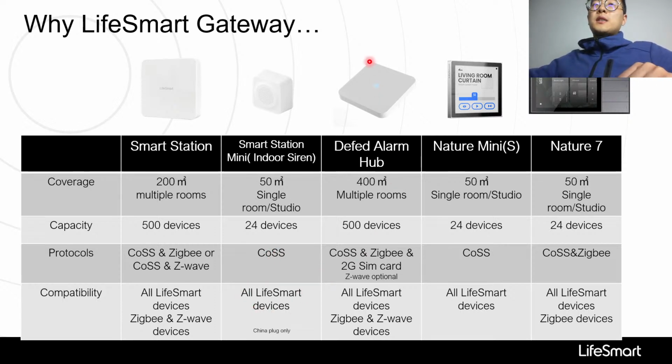And the third one is a defect alarm hub we are going to release this year. So basically, it has more coverage because we're using a stronger antenna for the smart station. So it has 400 square meters coverage, and it can cover multiple rooms. And the capacity is basically the same, 500 devices.